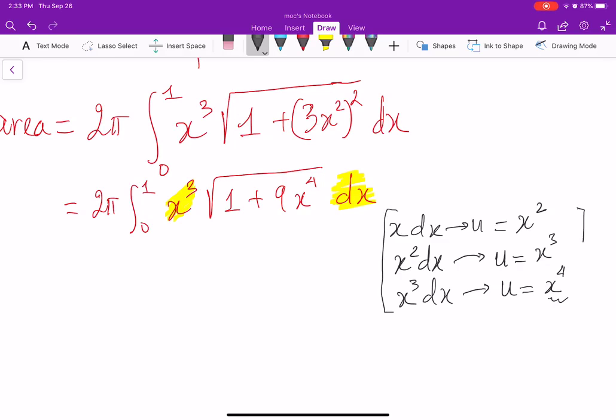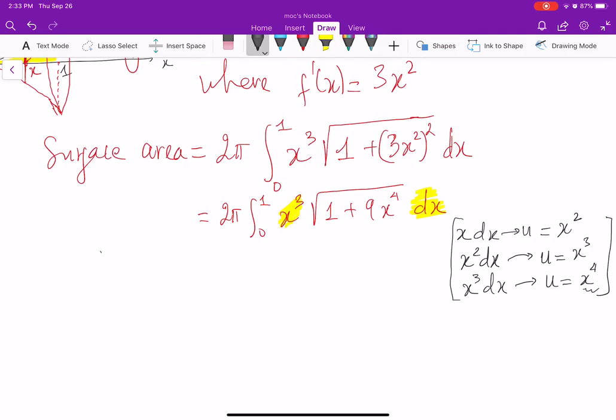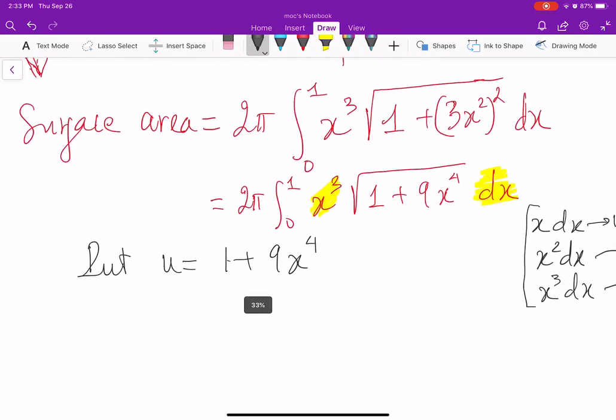So, based on this observation, I will put u equal to 1 plus 9x to the 4. I put u equal to the whole thing, right? Because the derivative of 1 is 0. So from here, I get du equal to 9 times 4 x cubed dx, which means 36 x cubed dx. We already have x cubed dx in here, you see?